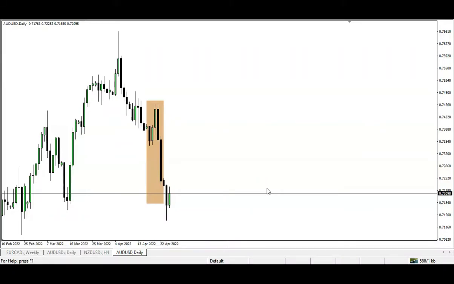So today's going to be a very quick one. It's just a recap, price action analysis, and sniper entry, how to better time your entries in the forex market.